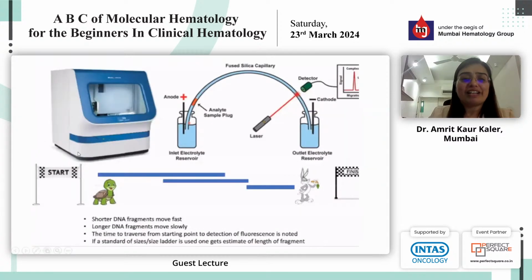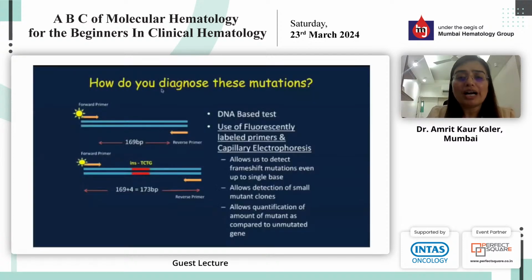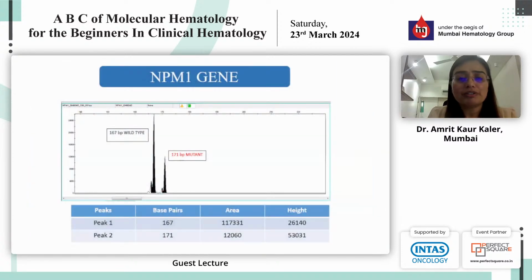So this is the 3500 DX. Again, they use the cathode and anode type of setup. The shorter fragments move fast, the longer ones slowly. And this is the product which we see in the gel electrophoresis. But when we look at the final report, we get a peak like this. So this is a wild type in which I see 167 base pairs, and this is 171 base pairs, an NPM1 mutation.